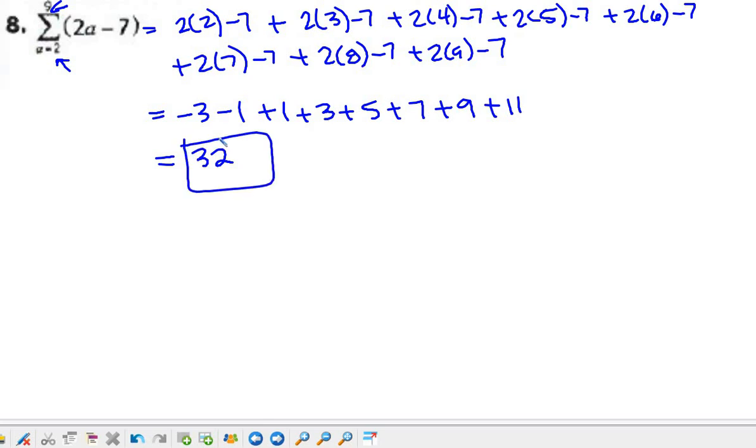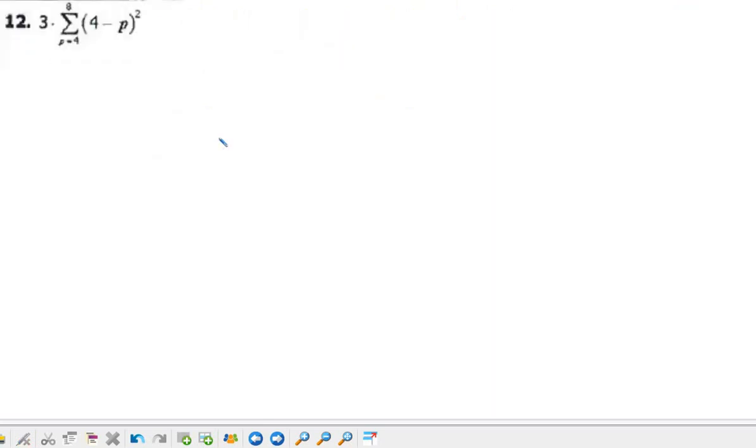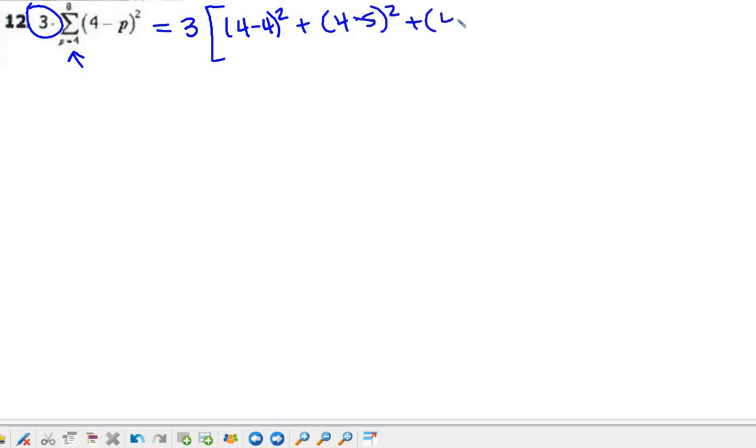Okay, it doesn't really matter what the pattern is. You follow order of operations. So let's look at number 12. So this has kind of a little bit of everything. It's not linear. It doesn't start at 1 and then has a multiplier of 3 on the outside. So that means I'm going to have 3 times my pattern. So I start with 4. Oh, sorry. I got my pattern wrong. 4 minus 5 squared plus 4 minus 6 squared plus 4 minus 7 squared plus 4 minus 8 squared.